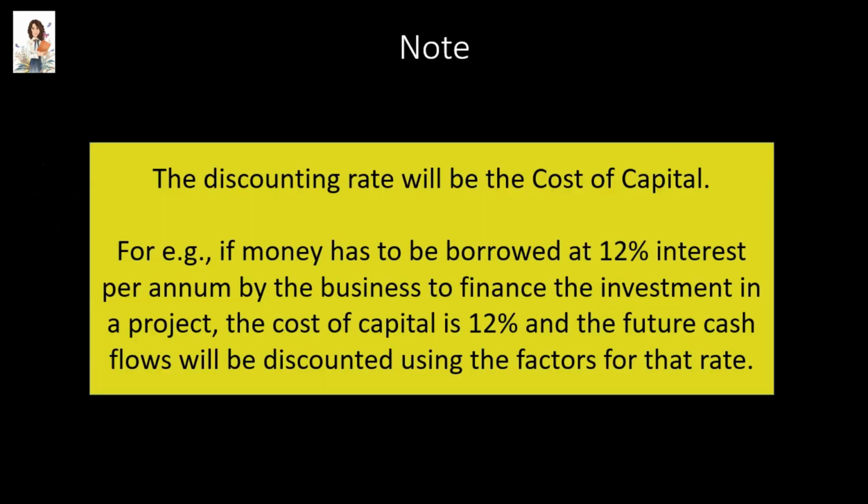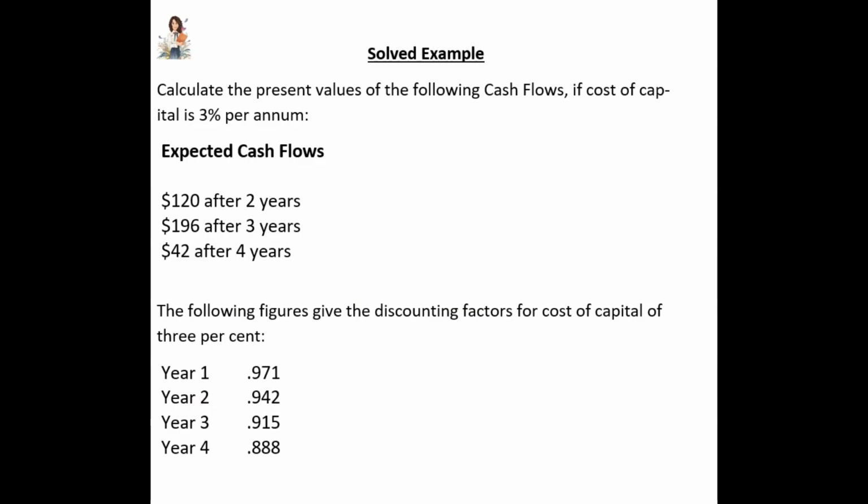Do note that in the exam you will be given the cost of capital and you will use the cost of capital percentage as the discounting rate. So for example, if the business has borrowed money at 12% interest per annum to finance the investment in a project, the cost of capital will be 12% and the future cash flows will be discounted using the factors for that rate. Let's solve another example.